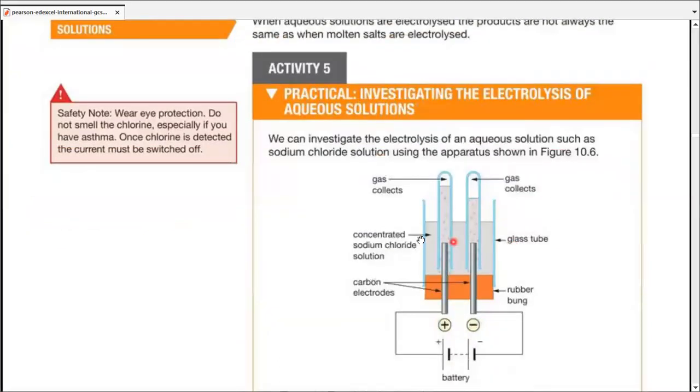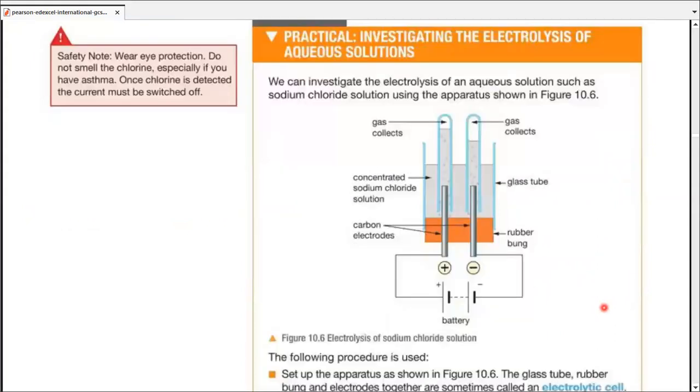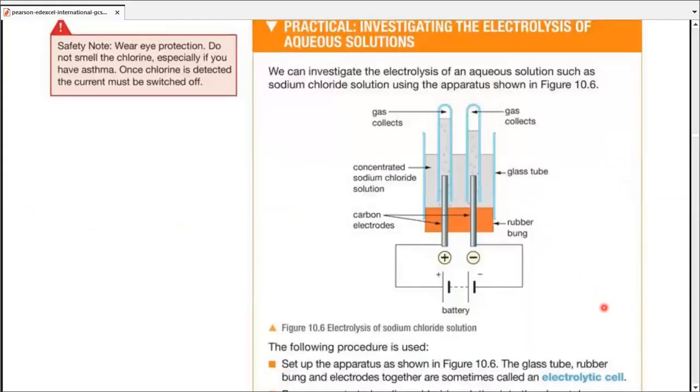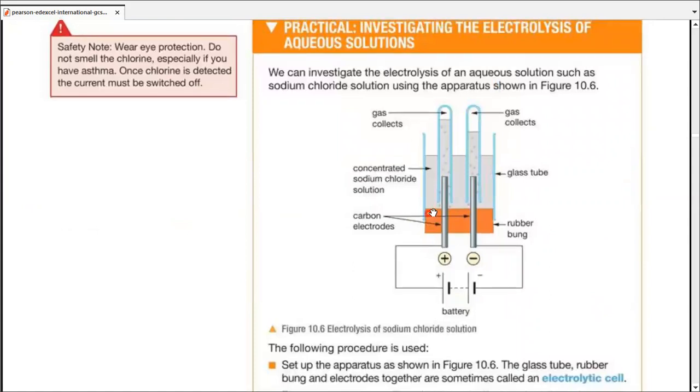Let's get to the lab part first, how we go with the electrolysis of aqueous solutions. Afterwards, once we're done with how we perform it in the lab, we'll come to the chemical changes that happen in the background. Now, before we proceed with it, with sodium chloride, of course, it's going to produce some chlorine gas. So safety note, wear eye protection, do not smell chlorine, especially if you have asthma.